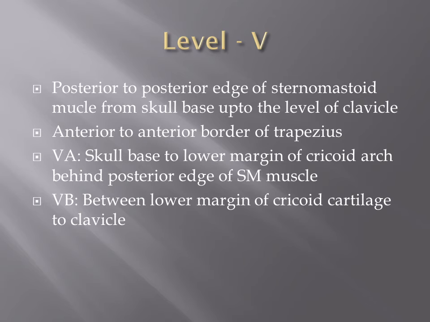Coming to level 5, these are the nodes which lie posterior to the posterior edge of the sternomastoid from the skull base up to the level of the clavicle, and these lie anterior to the anterior border of the trapezius. 5A nodes lie between the skull base and the level of the lower margin of the cricoid arch behind the posterior edge of the sternomastoid muscle, and 5B nodes between the lower margin of the cricoid cartilage and the level of the clavicle.